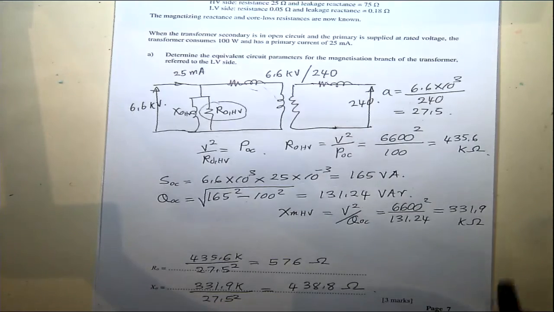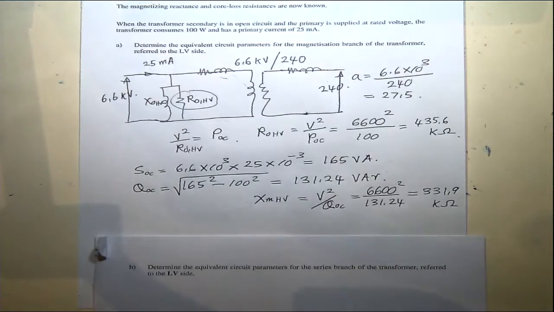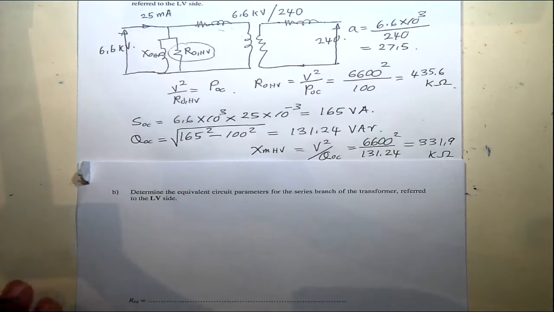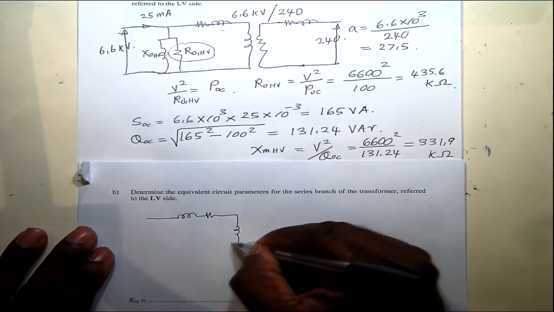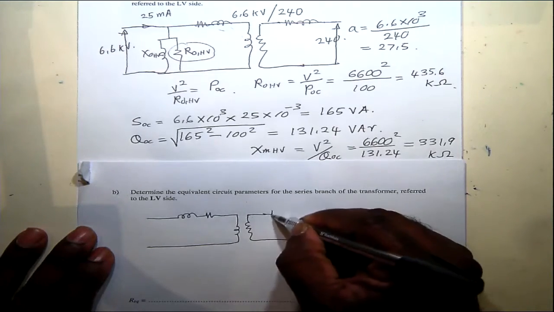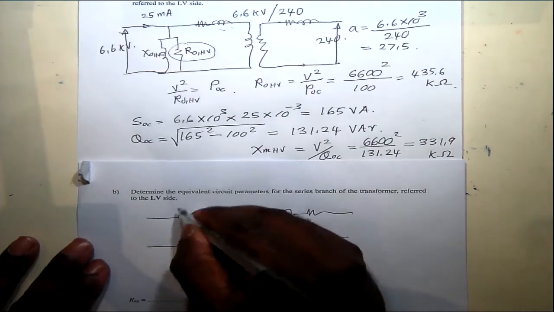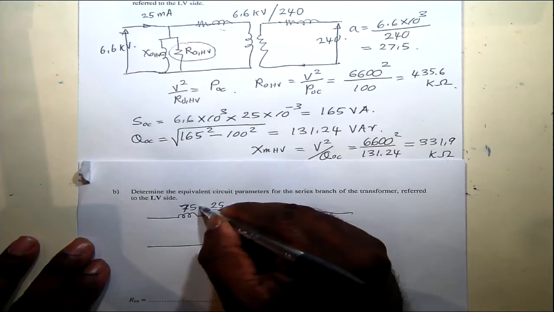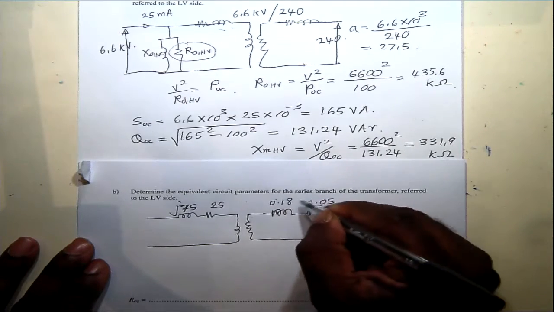So the next part is to determine the equivalent circuit parameters of the series branch of the transformer referred to the low voltage side. So now you are given the individual elements. You are given these individual elements as 75, 25, 0.05 and 0.18.